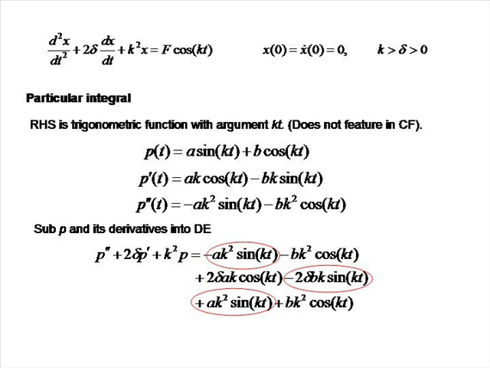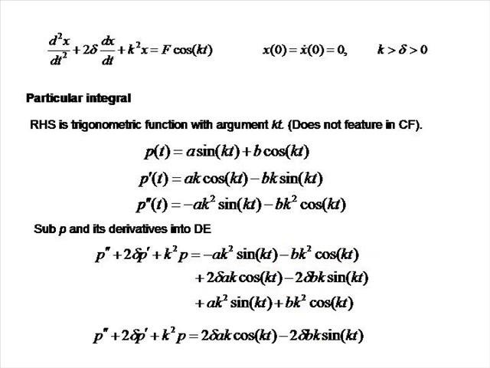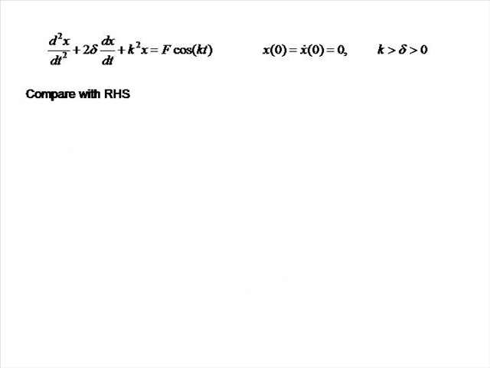these together. And we can do this, and we note that the terms involving the ak squareds cancel. And so we see that p double prime plus 2 delta p prime plus k squared p must be 2 delta ak cos kt minus 2 delta bk sine kt. So this we now compare to the right hand side of our differential equation, which was f times cosine of kt. And by comparing the left and right hand sides of this equation, we can figure out values for little a and for little b.